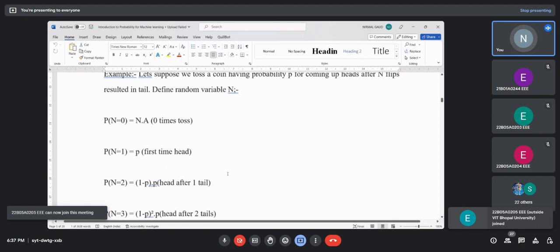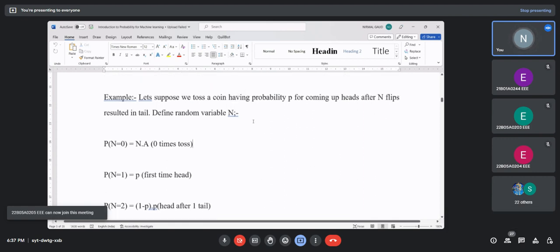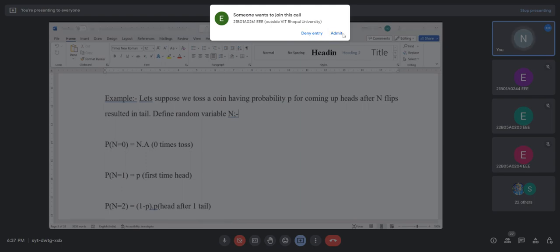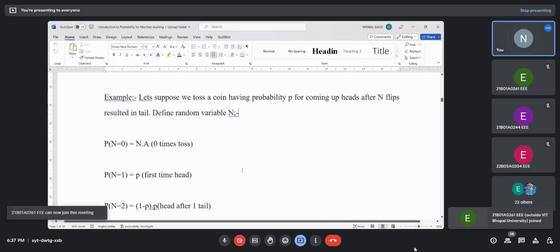Okay. And let us take some more examples. Suppose we are tossing a coin with probability p of coming up heads after n flips. Okay. So n flips, that means you toss the coin, you get head, that means success. In one attempt you are successful. For example, you didn't get the head, you got tail. Then again you flip the coin, and again you flip the coin, until you get the result. So suppose we are going to toss the coin whose probability of heads is p. All right, so how to crack this problem?